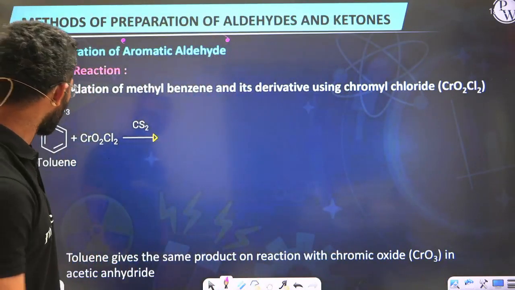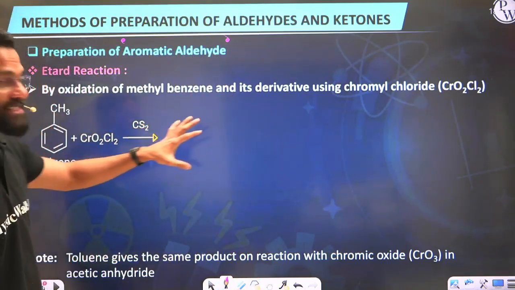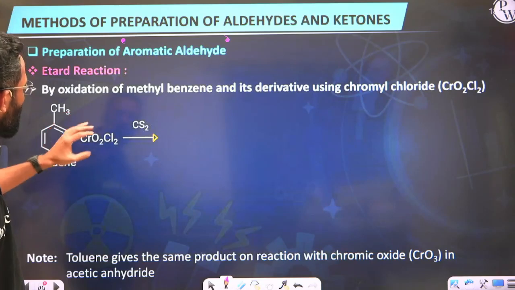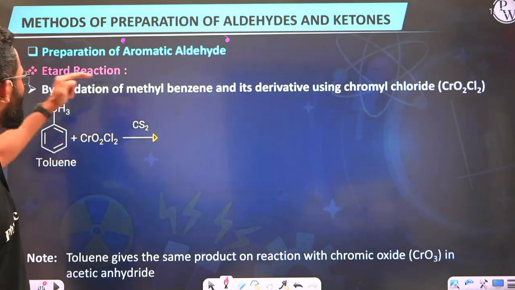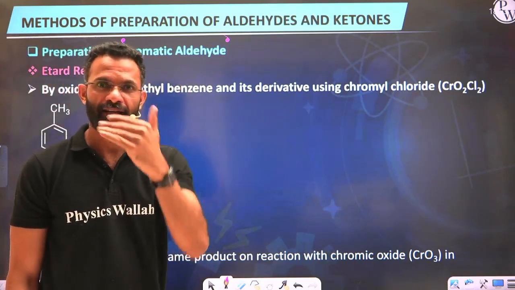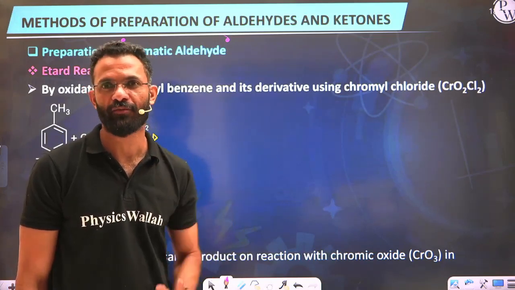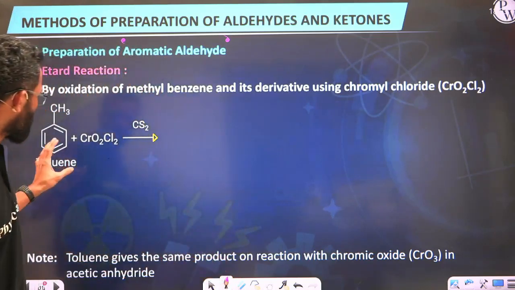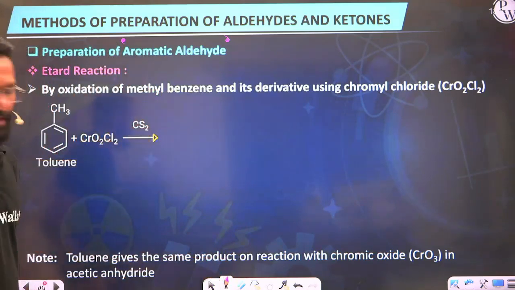Okay, everyone here. So conversion of toluene into benzaldehyde using chromyl chloride in CS2 is what you call the Etard reaction. Just a name reaction. Sometimes they might give you some reactants and ask you that these reactants are going to give you benzaldehyde as a product. What is the name of the reaction? So toluene plus CrO2Cl2, chromyl chloride, in CS2 converting to benzaldehyde is the Etard reaction.